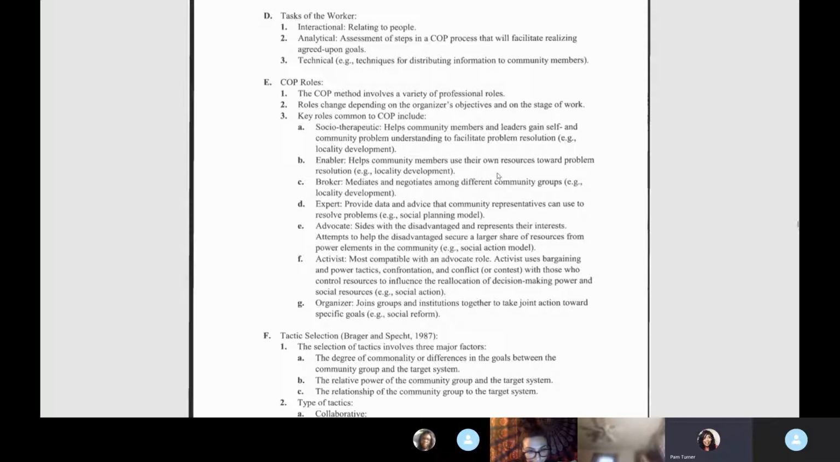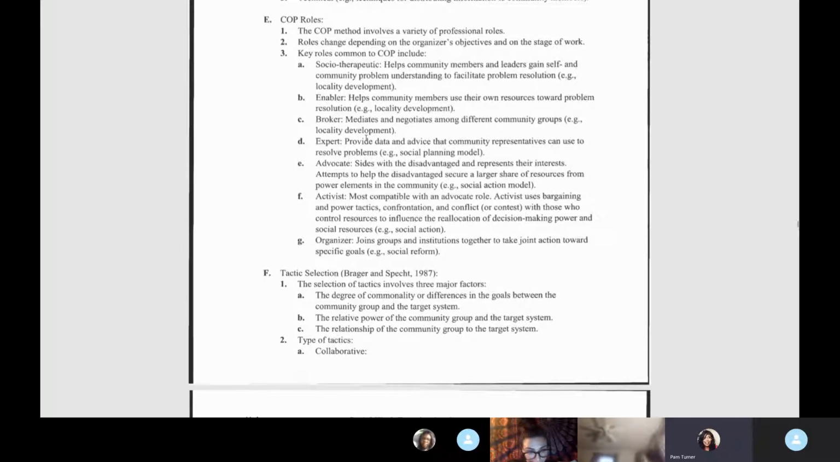Enabler, broker, expert, advocate, activist, organizer. Has anybody seen change agent? Yes. The change agent is most often one of the terms you'll see in macro practice. A change agent doesn't usually work with an individual. I'm the agent of change looking at changing the big picture. Why don't these people have fresh water? What is going on? Why is there not a bus in this community? It really is about getting the community together, helping them support each other, and I'm just the facilitator.